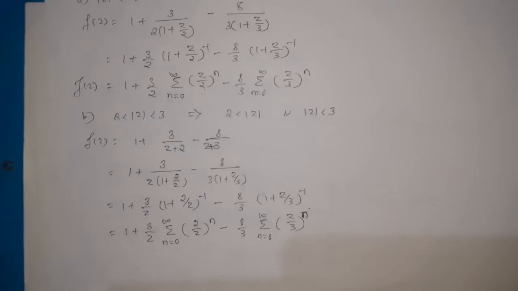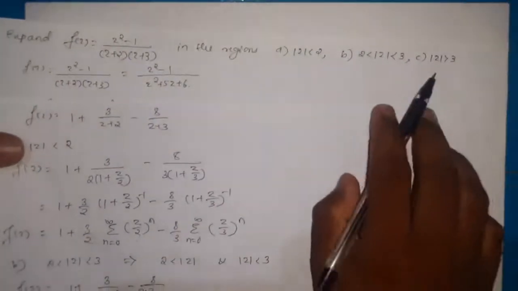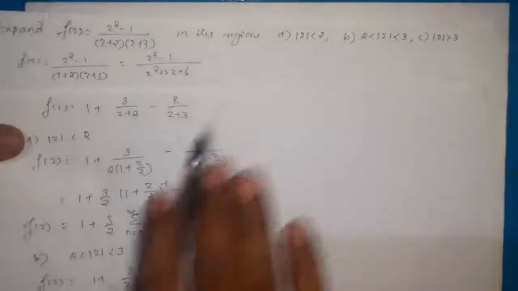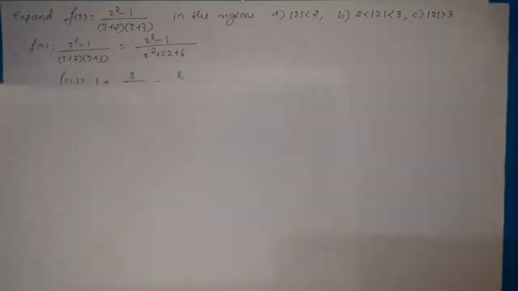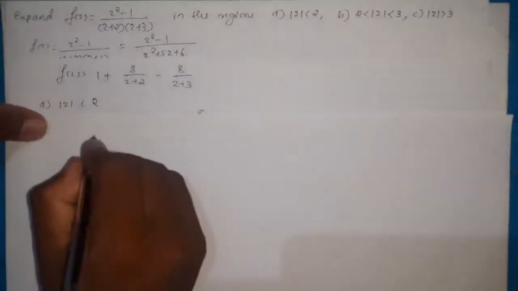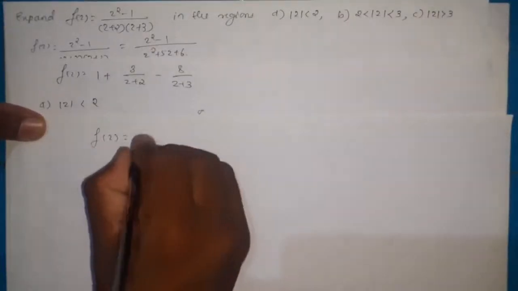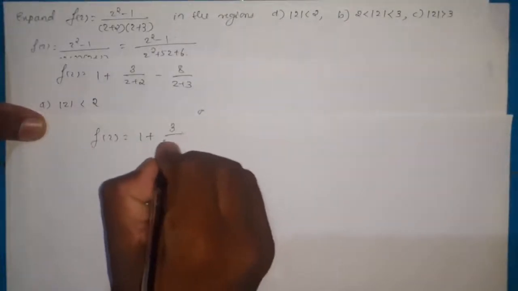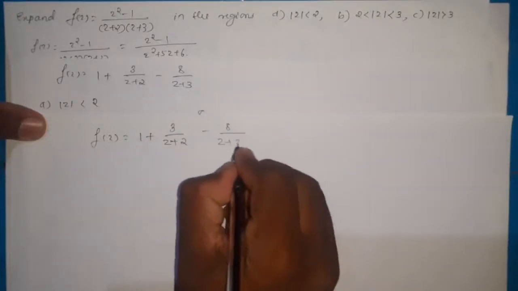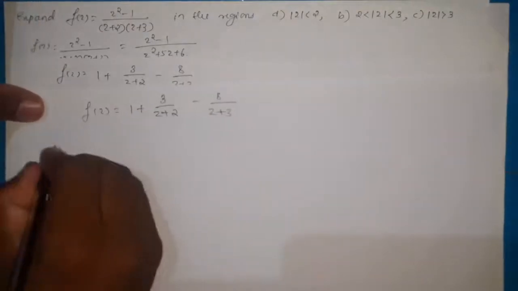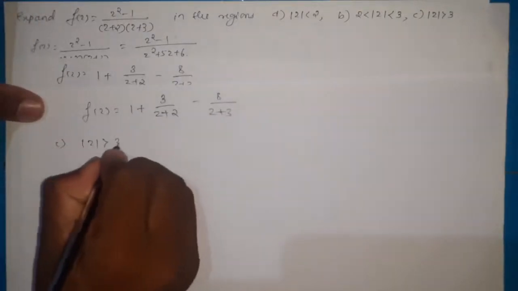Then here the third region is mod z greater than 3. There is only one inequality and z is greater, so therefore you need to take that z common from both the factors. So here f of z is equal to 1 plus 3 divided by z plus 2 minus 8 divided by z plus 3, and region is mod z greater than 3.